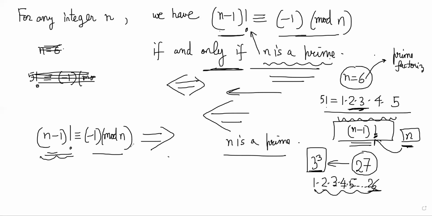One side is easy, the other side is not so easy to prove. But the theorem is true. (N minus 1) factorial is minus 1 mod n if and only if n is prime. That is your Wilson's theorem. Then the next thing that we have to look at is Euler's theorem.